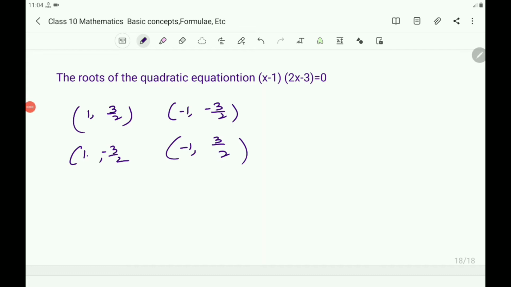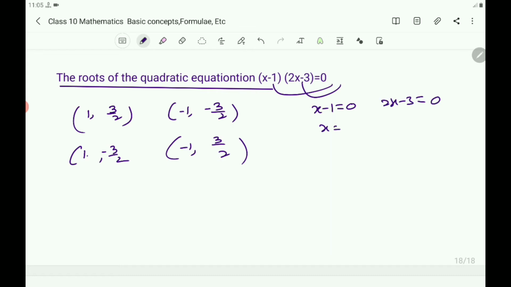Sometimes the question may be like this way. The roots of the quadratic equation (x − 1)(2x − 3) = 0 are... The options are like this way. Now here it is very simple. Equate each factor to 0. Equate x − 1 = 0 and 2x − 3 = 0.